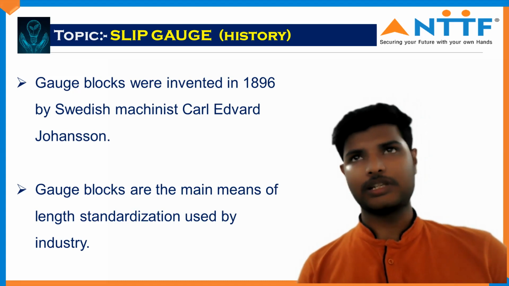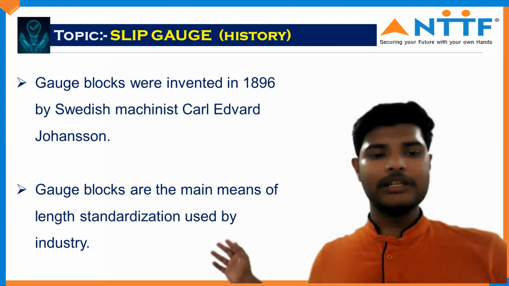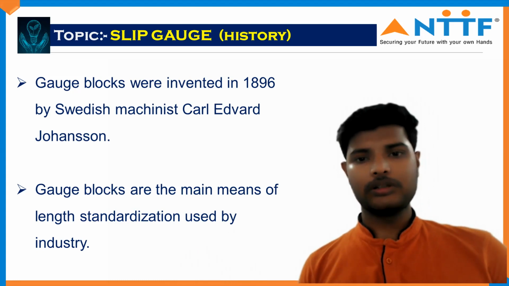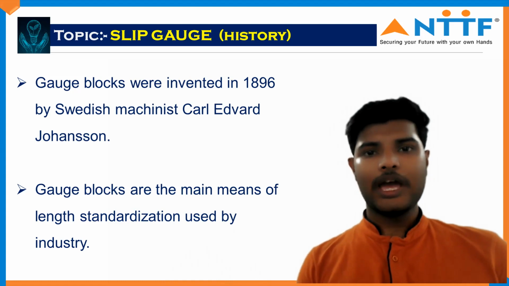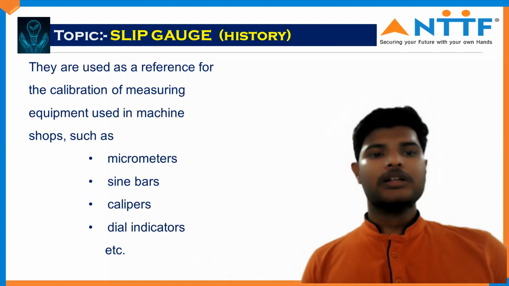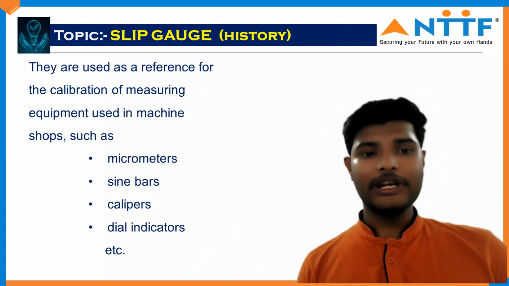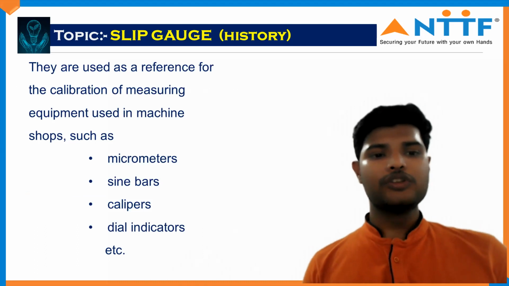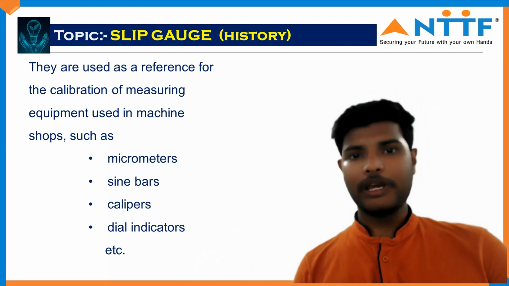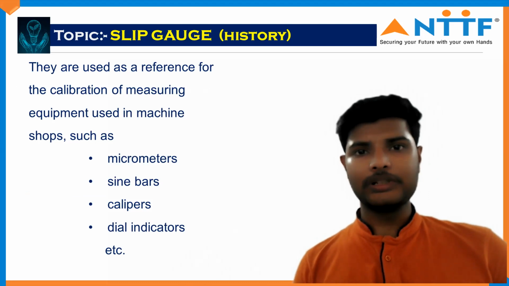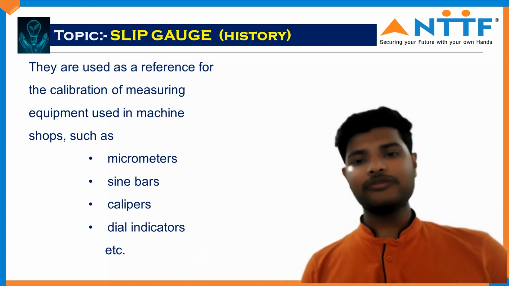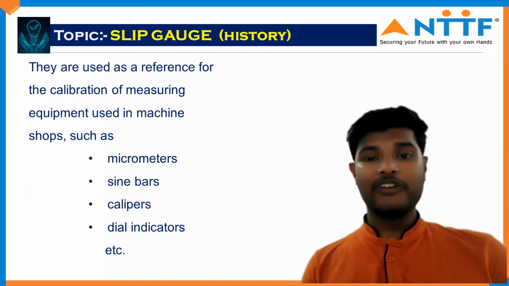standardization used by industries. Why have we specifically written industries here? Because most of the time this instrument is used in industries. As we know, they are the reference for calibrating measuring equipment used in machine shops, such as micrometers, sine bars, calipers, and digital dial indicators. As we learn, all these things are very precise.